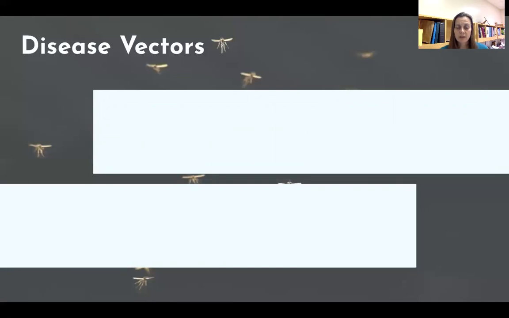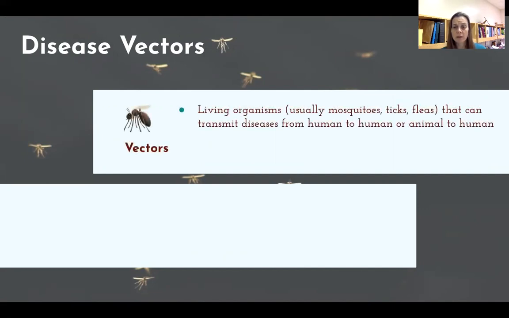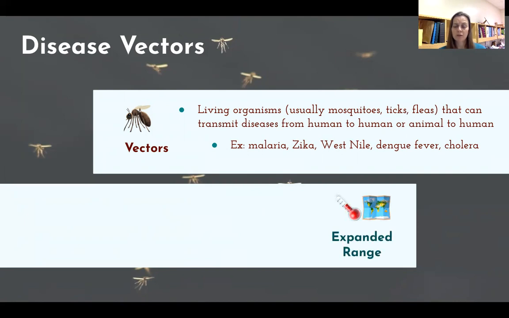Okay, another significant impact of the increasing global temperatures is the impact on disease vectors. So like we talked about in last unit with pathogens, vectors are these living organisms that can transmit diseases from human to human or from animal to human. So we're usually talking about insects, mosquitoes, ticks, fleas. So diseases like malaria and West Nile virus, even dengue fever and cholera, can be transmitted via vectors. And vectors, generally speaking, prefer warmer environments and moister environments.